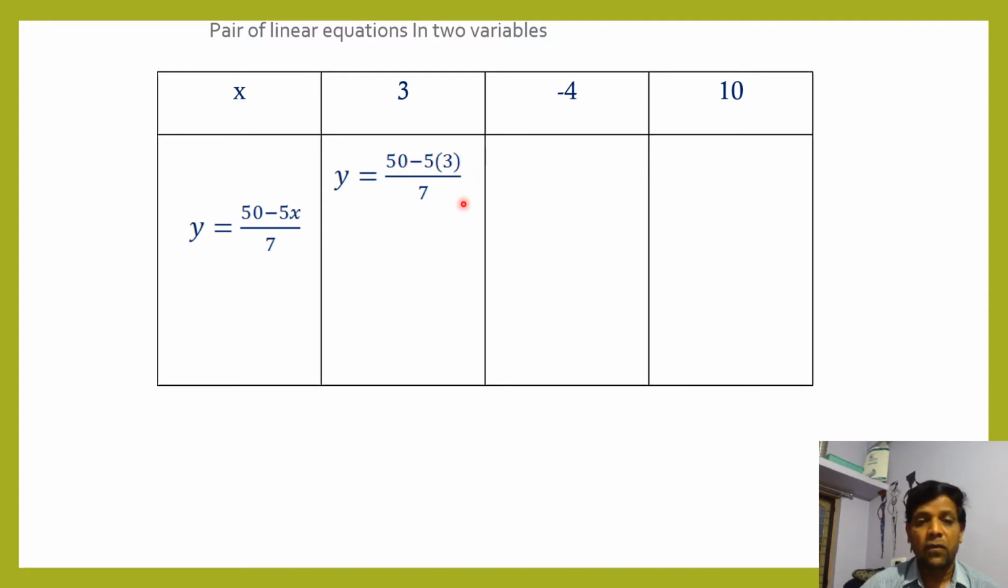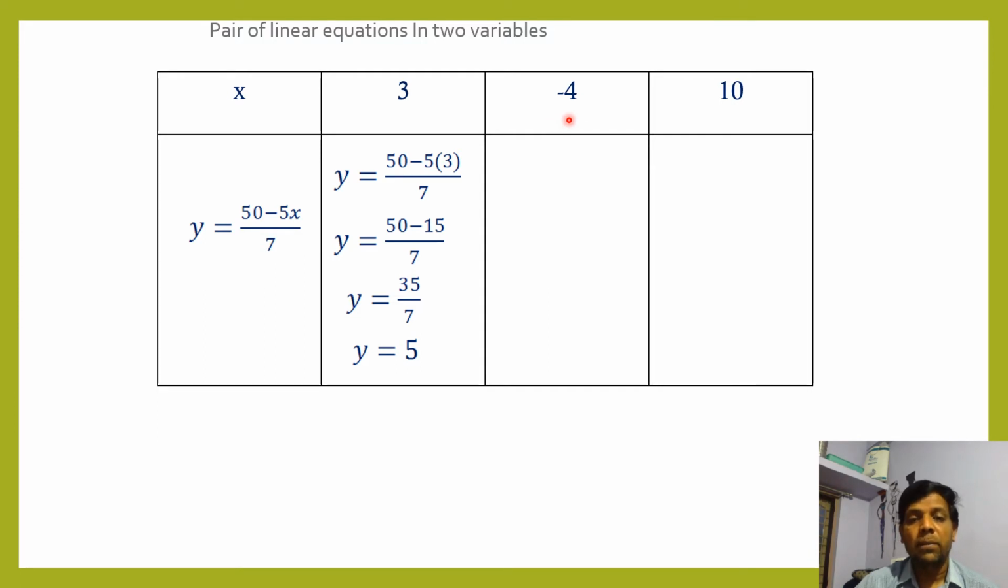What is the next step? Y equals 50 minus 15 by 7. Now, next step: 50 minus 15, you get 35. Subtraction: 10 minus 5 is 5, and 4 minus 1 is 3. So 35 by 7 means 7 5s are 35. Therefore y equals 5. Now the second value, x equals minus 4.